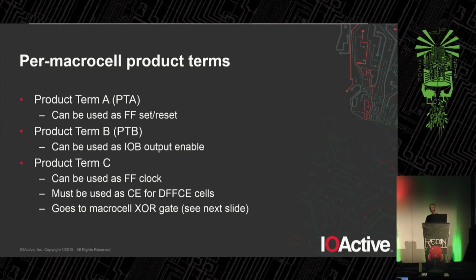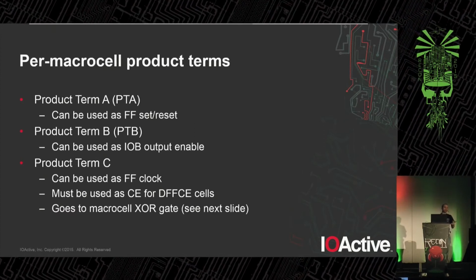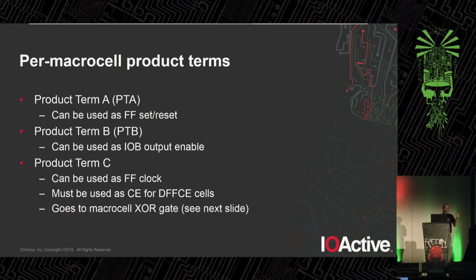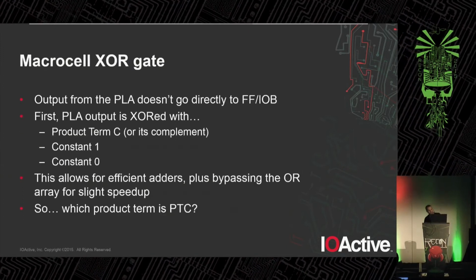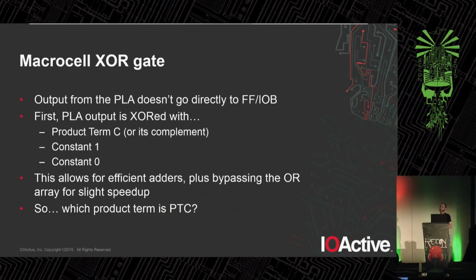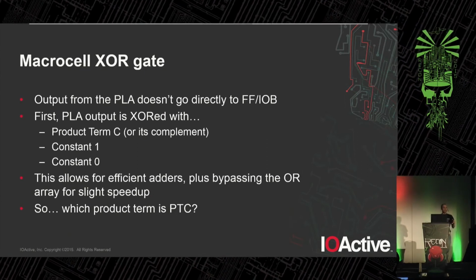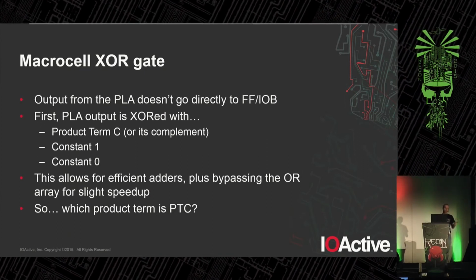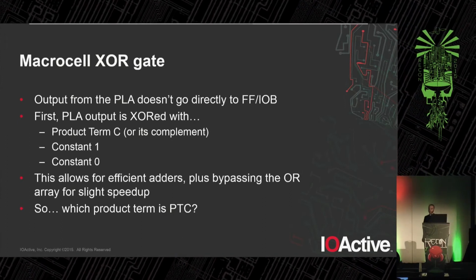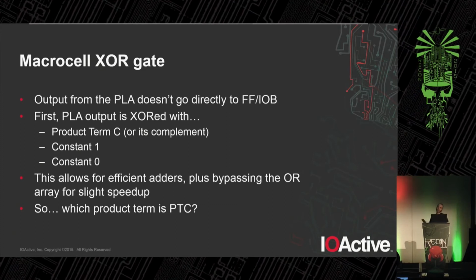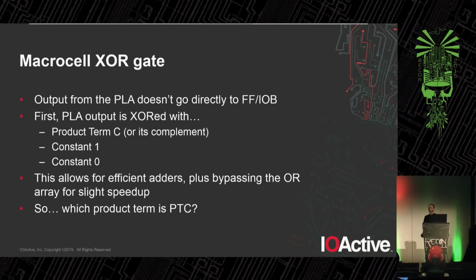If you've got a clock enable, it's used as a clock enable. If you want a per macrocell clock for just one flip-flop that you're clocking off one weird clock that nothing else is clocked by, you can use that. And it also drives an XOR gate. So it turns out that this isn't quite a conventional CPLD structure. The output of the PLA is XORed with product term C or its complement, or a constant 1 or constant 0. This is a Xilinx proprietary optimization that is, again, documented in the datasheet, but they don't tell you how to configure it in the bitstream. The intention here is to allow you to do efficient adders. You've got XORs.